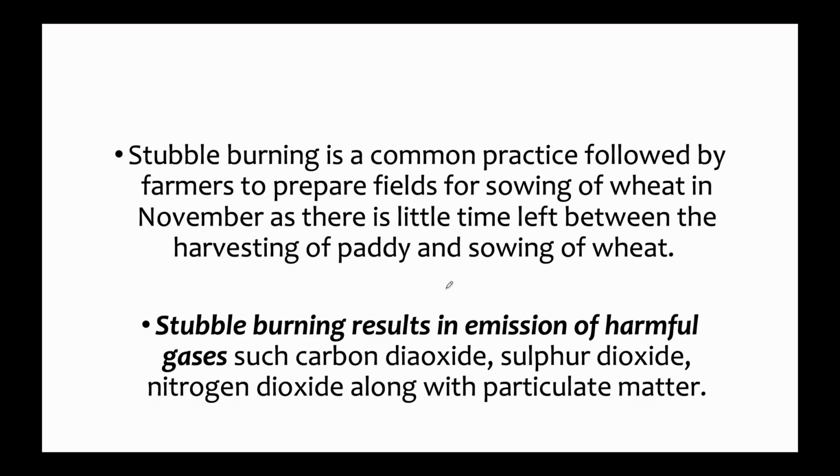So this is how your biomethanation process takes place. Here, as we were talking about stubble burning, because what we are doing is burning the stubble. Instead, biomethanation of stubble can take place. Talking about what stubble burning is, I'll tell you briefly. It is a very common practice followed by farmers to prepare fields for sowing of wheat in November, as there is very little time left between harvesting of paddy and sowing of wheat.